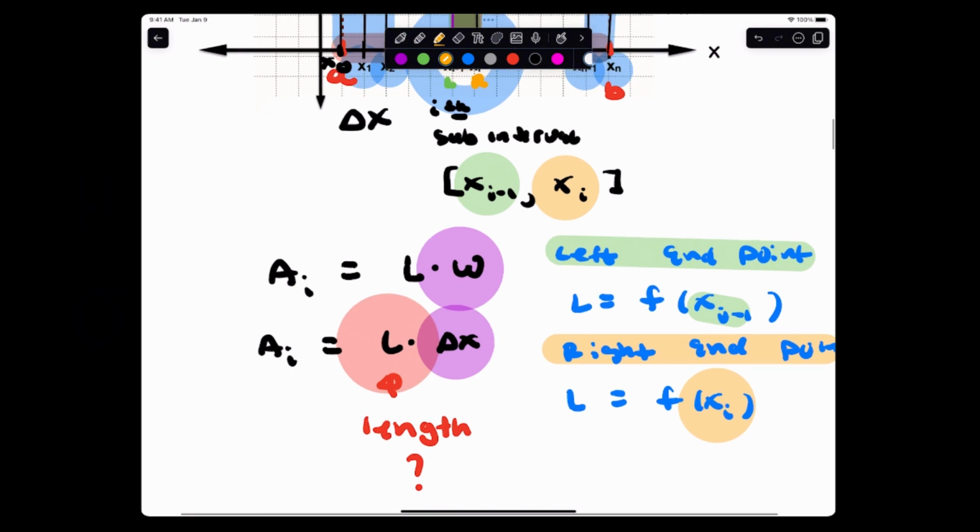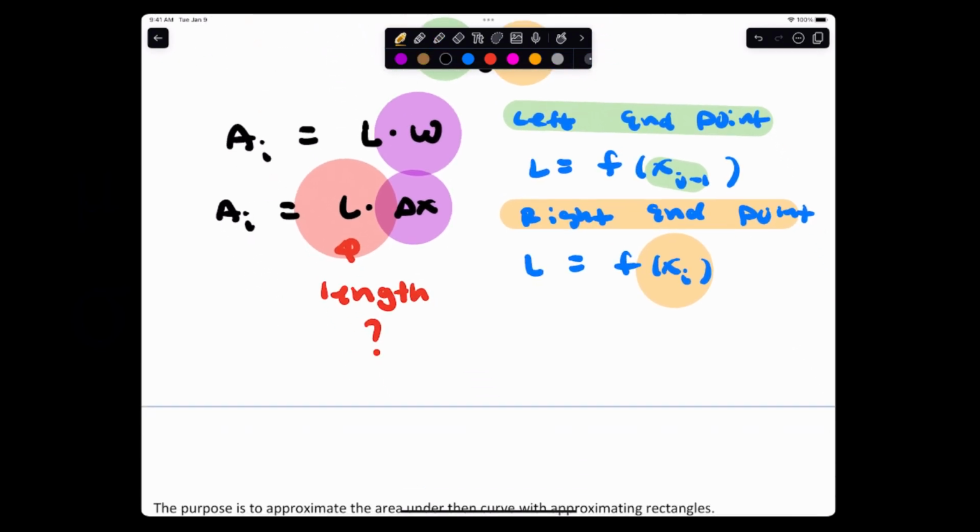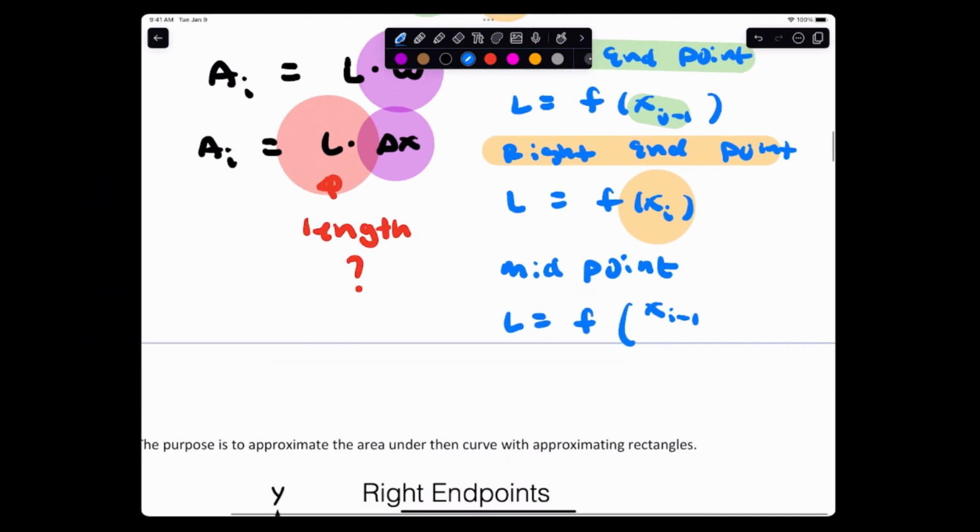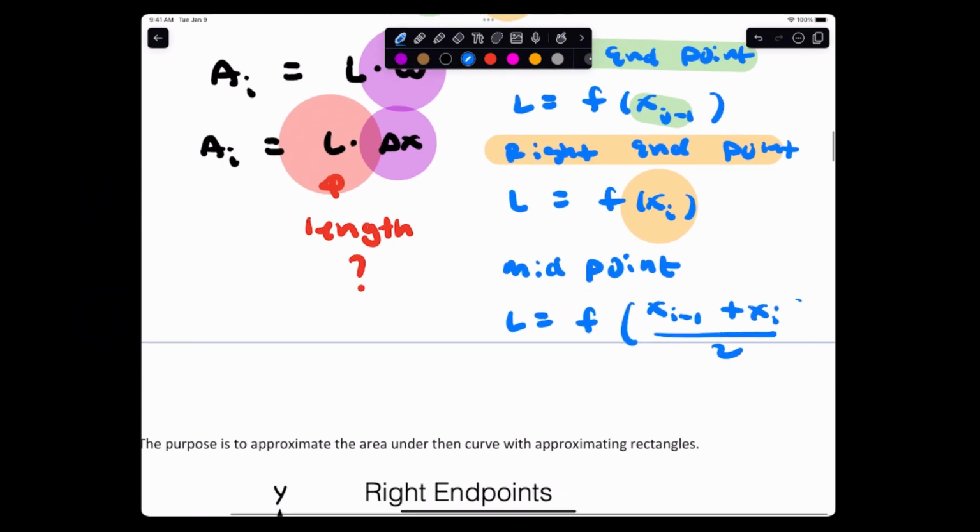And again, you might say, what's the best? The midpoint. So what if I use the midpoint to get a better approximation for the area under the curve? Well, then that's really f of... you guys know how to get the midpoint? It's really the average of two numbers. And this is really that midpoint.